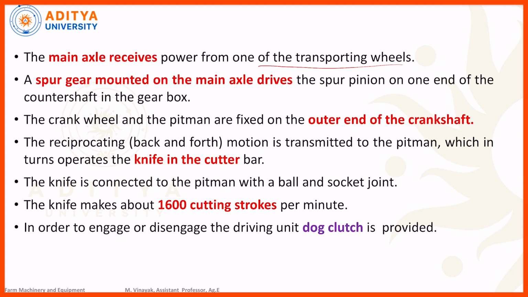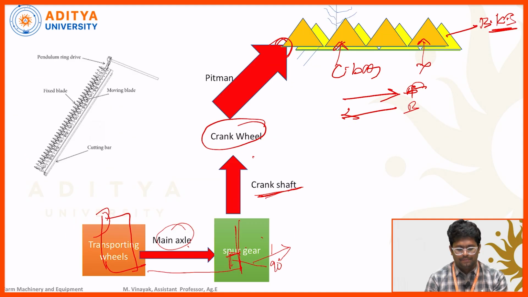Just now I have explained this. The main axle receives the power from the transportation wheel, and a spur gear mounted on the main axle drives it. The main aim of the spur gear is to transmit the power at 90 degrees. After that, the crank wheel is attached to the pitman arm, at the outer end of the crankshaft.